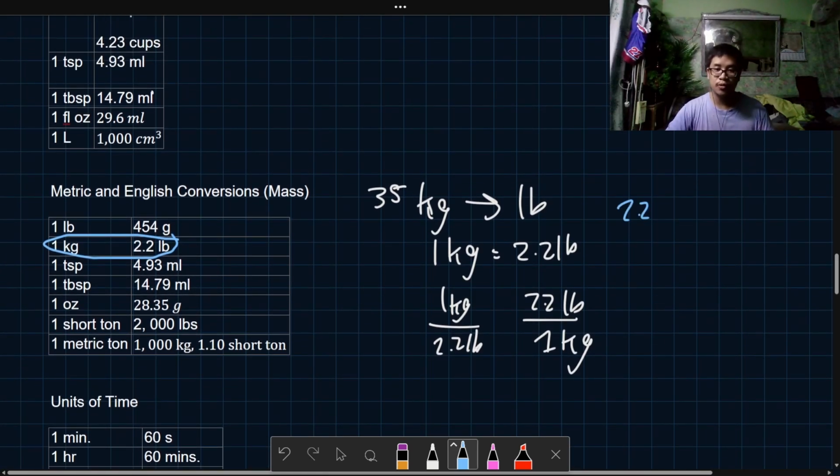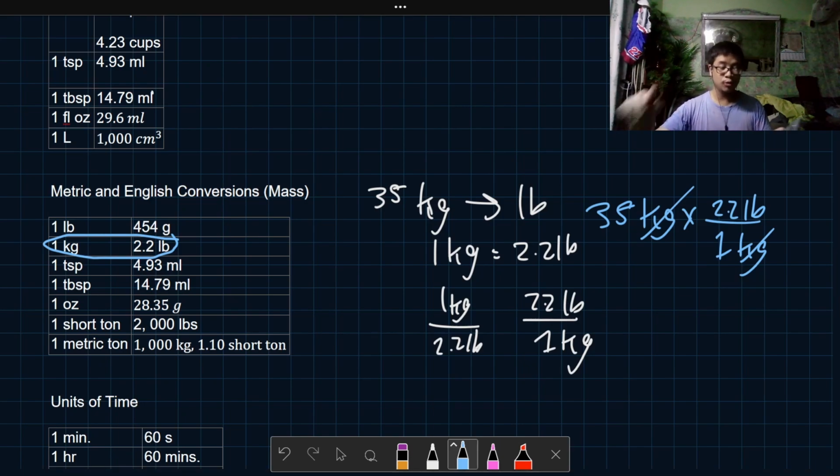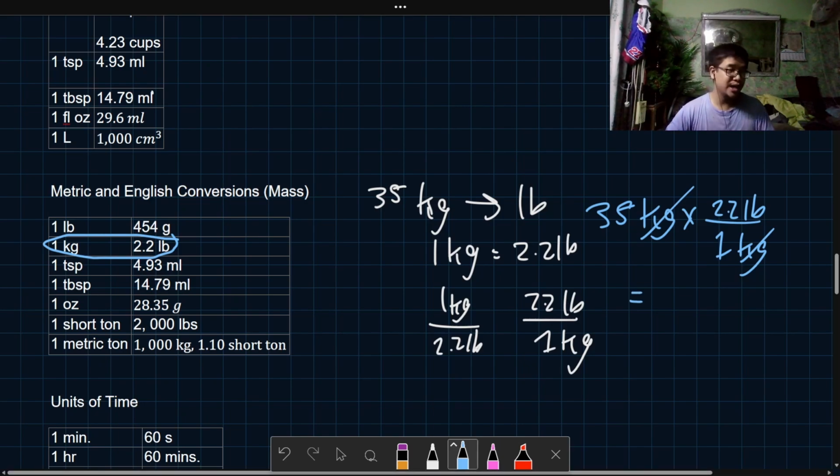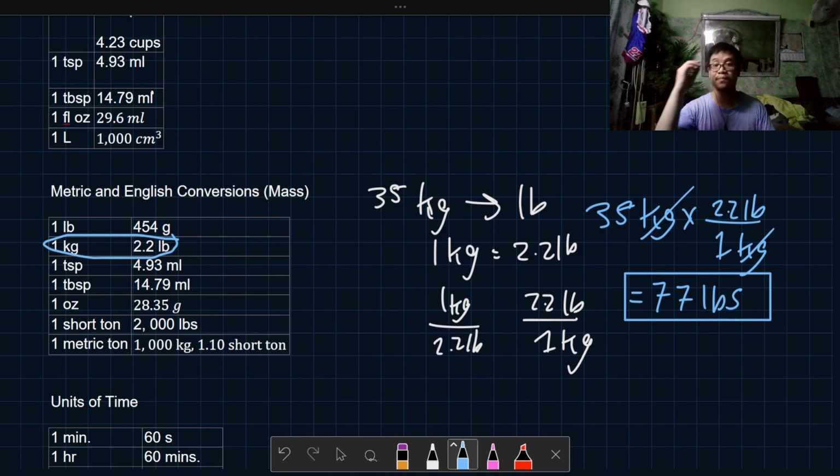So we have 35 kilograms times 2.2 pounds all over 1 kilogram. The kilogram units here are cancelled, so what's left is 35 times 2.2 pounds. The answer here is 77 pounds. So that's your answer. This is very useful, by the way, if you're going to go to the gym.